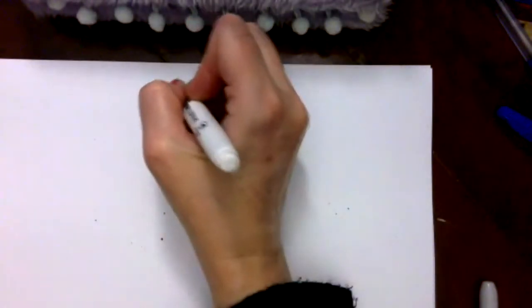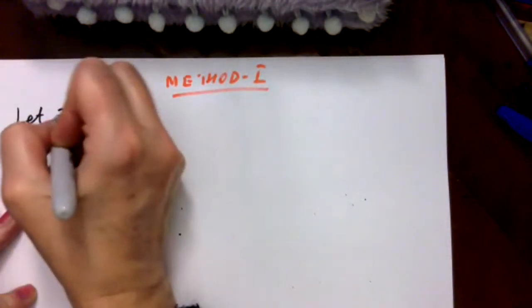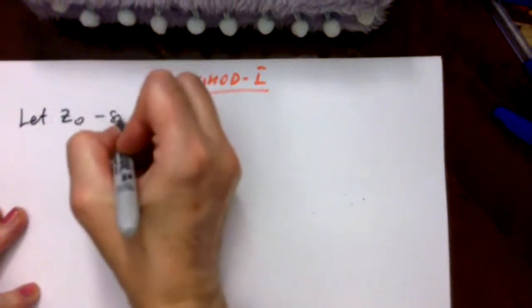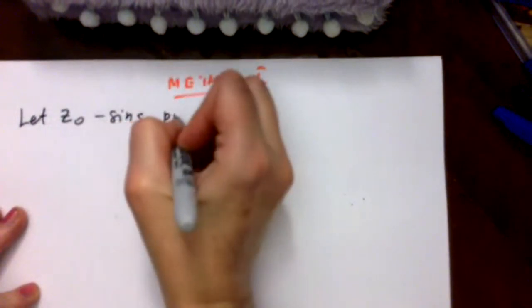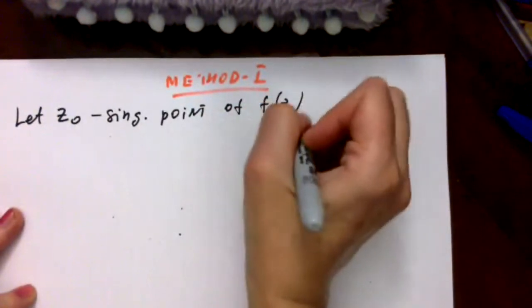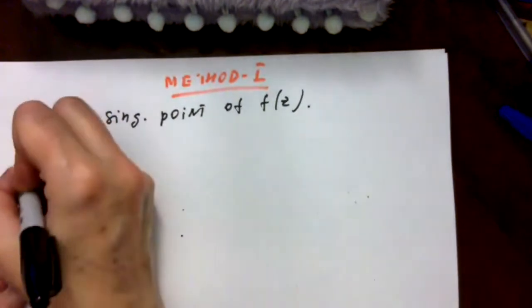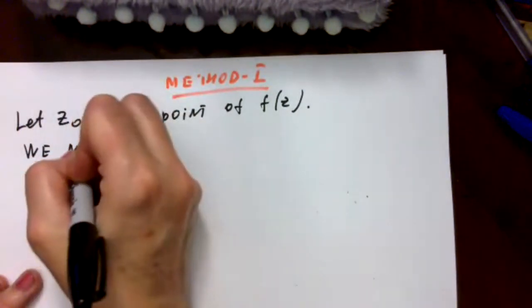Okay, so let's plunge into method 1. Let's give it a name, method 1. How exactly you should act. Let's write down this method a little bit. Let z0 be a singularity point of function f of z. What should you do? How exactly should this expansion be? Let's write it down again, this algorithm, this idea.